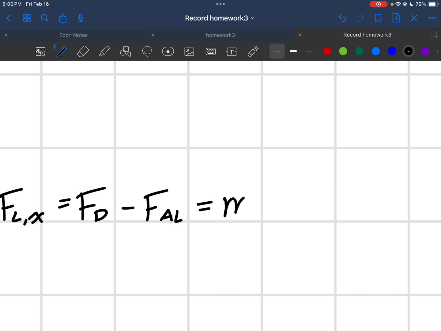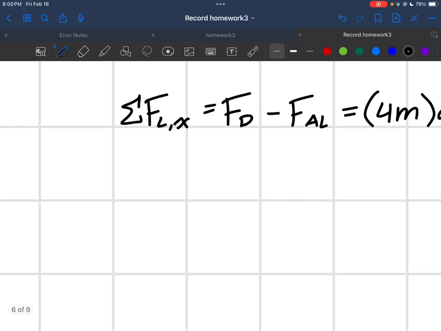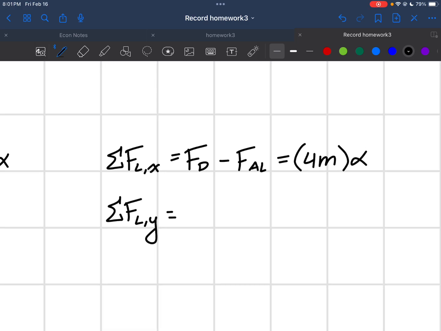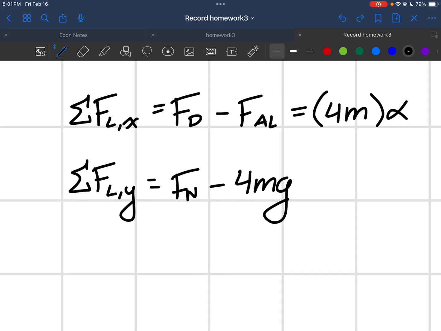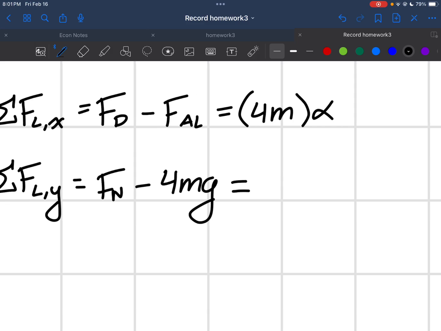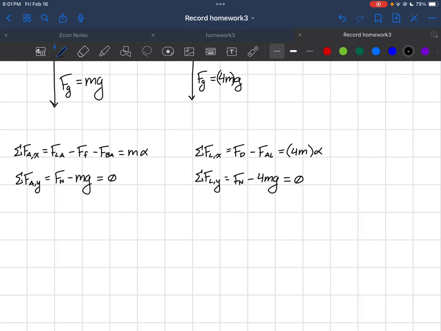And again, that's going to equal my mass times my acceleration, except the mass of the locomotive is not m, it's 4 times m, but it has that same acceleration, the same alpha. Again, I do my sum of my forces on the locomotive in the y direction. That'll give me my normal force minus my 4mg for my weight of the locomotive, or the force of gravity. That's going to equal 0 as well.